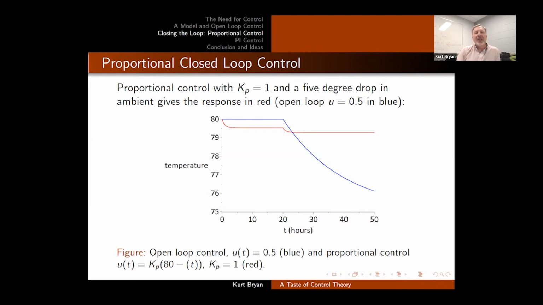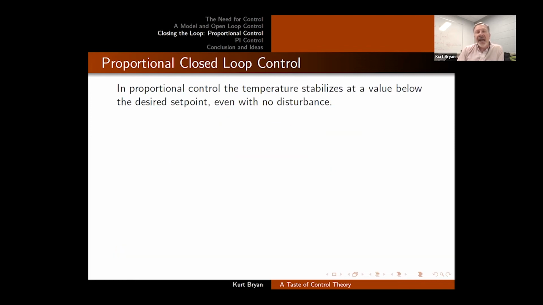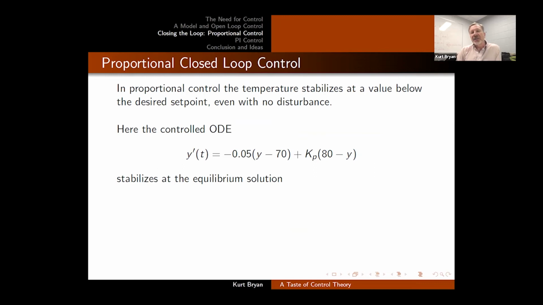In fact, you can have students analyze why it is biased and how biased it is. Well, you do a little analysis. You take this controlled ODE, that's the one that we solved in the last slide. I took K sub P to be 1 in the last slide, but you can take it to be anything you want. If you do a little analysis, you find that the equilibrium solution to this ODE, the temperature that this proportional control is going to stabilize it at, is not 80 degrees. There's a bias involved in it.